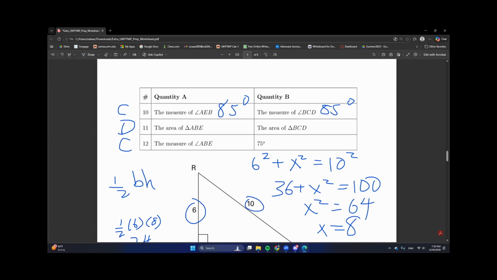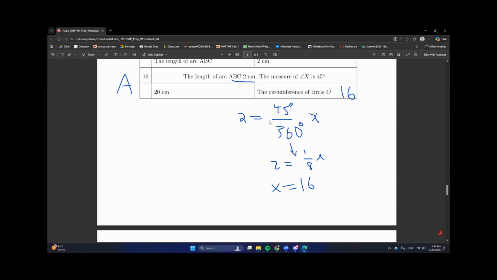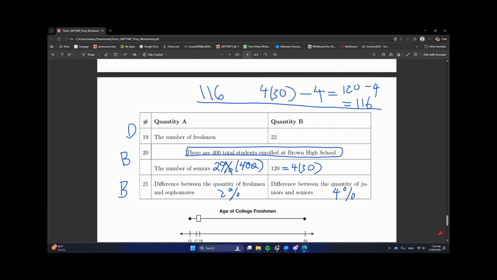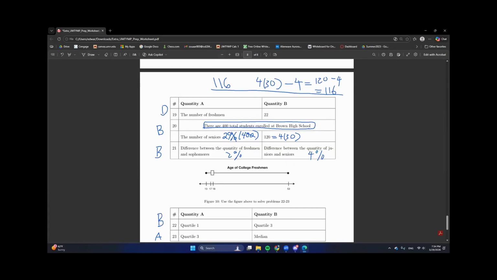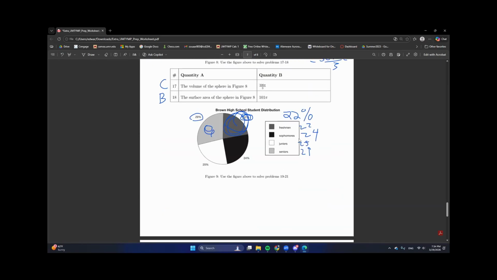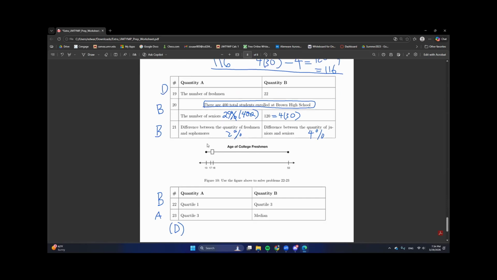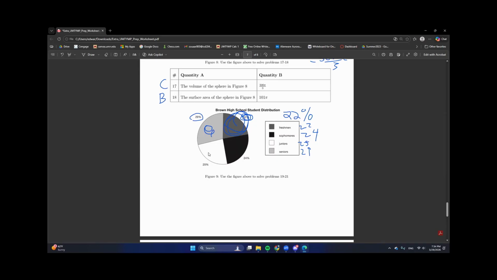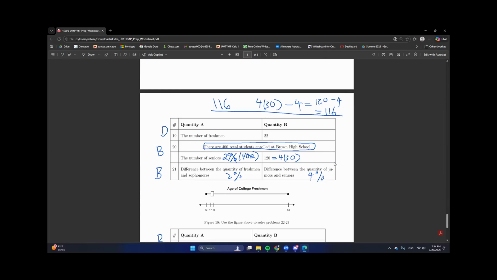Oh, I got 21. So for 21, the answer is B. I'm not sure if someone's confused on that, but I can go over it again. So we found the differences in the percentages. Just looking at the graph, we found the difference between the freshmen and sophomores is 2%. The difference between juniors and seniors is 4%. So just using this pie chart here, and since these percentages come from the same bigger number, we can directly compare percentages, and 4% is greater than 2%. So the answer is B.